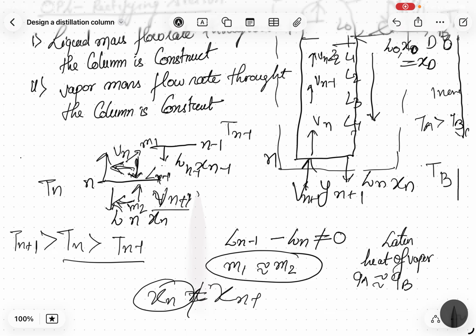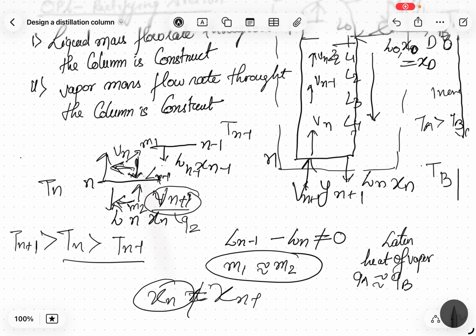So whatever amount of heat q2 is lost when Vn plus 1 is condensed to the liquid, and added to the liquid Ln, the same amount of heat will vaporize the same amount of vapor from Ln minus 1, which will add to Vn. So whatever amount Vn plus 1 loses, the same amount is gained by Vn. So in that scenario, Ln minus 1 is equal to L.